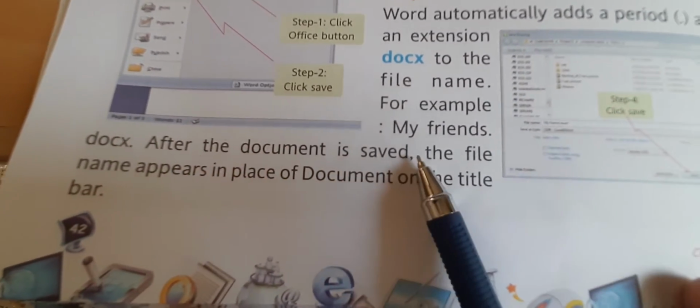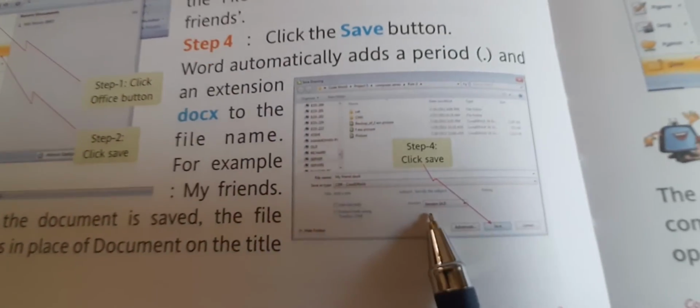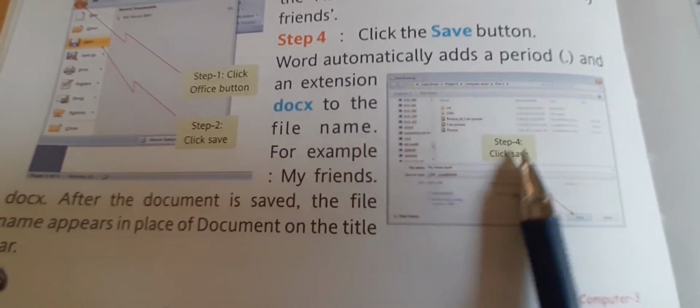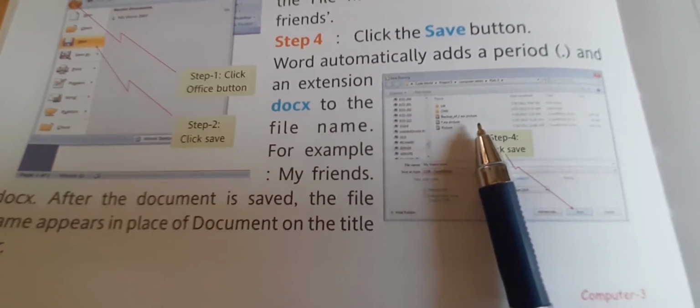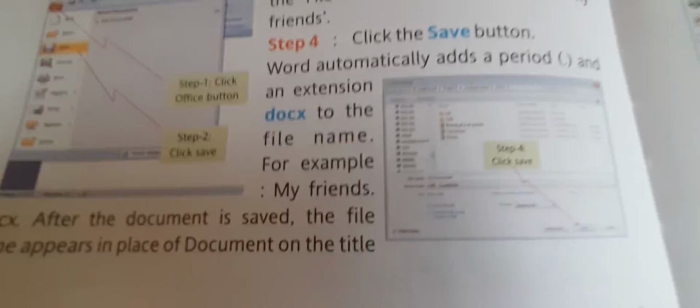After the document is saved, the file name appears in place of document on the title bar. I told you that when we save, the file name will start appearing on the title bar. Okay children, so here is the saving window. As you can see, the name is given and we can click on the save button.